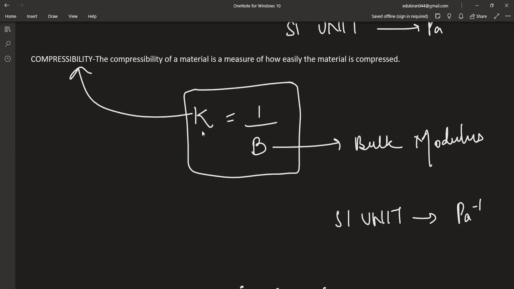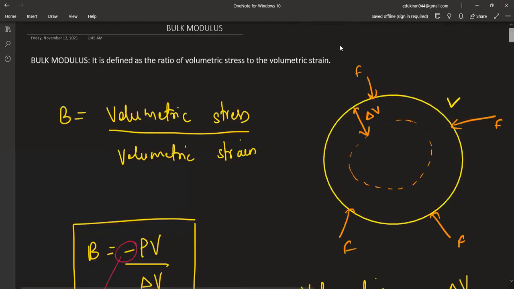Alright, this is bulk modulus, this is compressibility, and the SI unit will be Pascal inverse. So the more the value of bulk modulus, the lesser the value of compressibility. It means it becomes difficult to compress. And when bulk modulus decreases, compressibility increases. Alright, write down this second one.